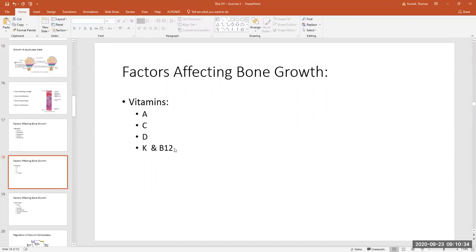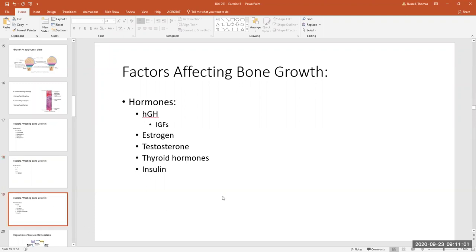Vitamins K and B12. B vitamins are water soluble. K is a fat soluble vitamin, but K and B12 are vitamins that are required for the cells in our bodies to make protein. So obviously the osteoblasts have to build a lot of protein. So even in our bone tissue, we need these vitamins to make protein for our bony matrix.